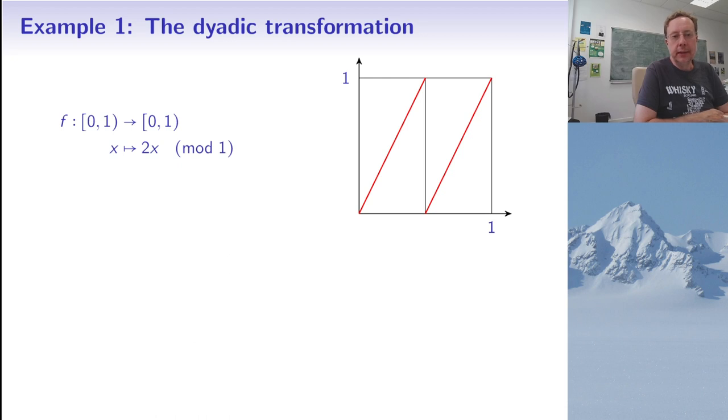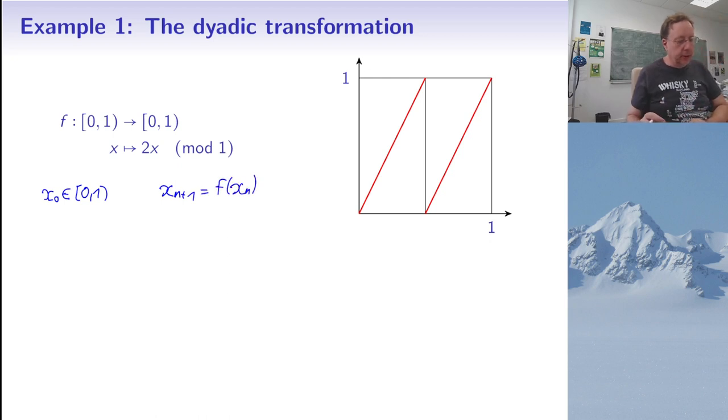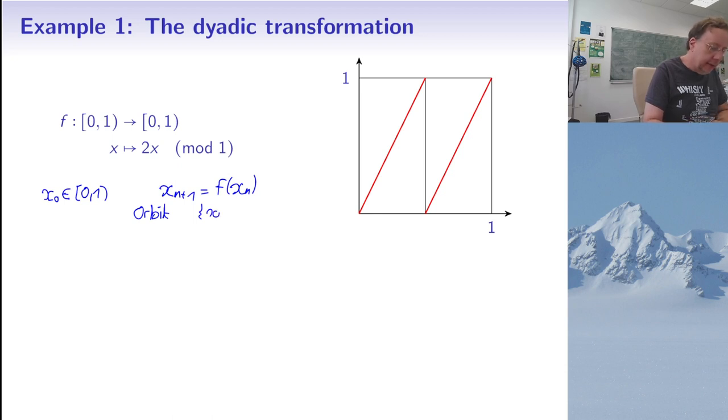This means that I take an x between 0 and 1, I multiply it by 2, and if the result is larger than 1, I subtract 1. And I'm interested in the following thing. I take this x0, the initial state in the interval, and I define a sequence of real numbers defined recursively by x_{n+1} = f(x_n), and I'm interested in the behavior of the orbit, which is the sequence x0, x1, x2, and so on.